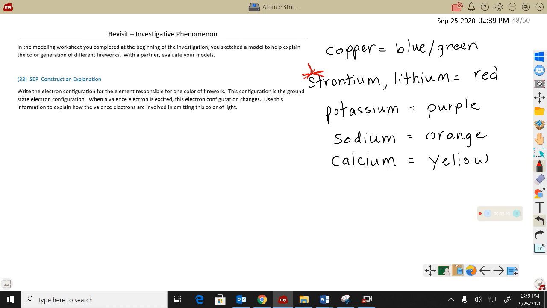So for the electron configuration of strontium, I have to look it up on the periodic table. It's element number 38. So you have a couple options. You could do the long way, where I just start at the beginning: 1s2, and that's it for the first energy level. Then I start in the second energy level, 2s2. I hop across to boron, 2p6.